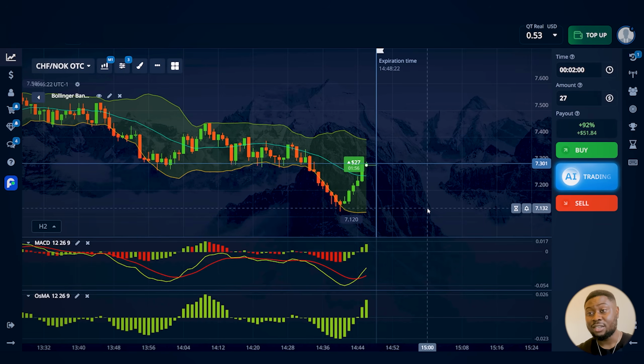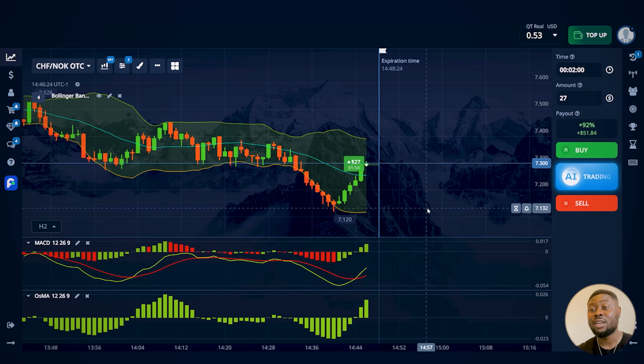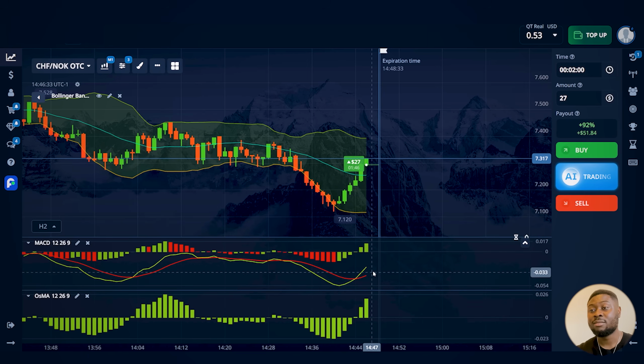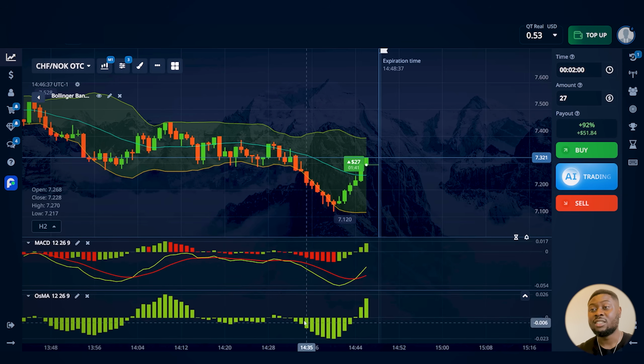Well, as you can see, the market price was declining and several candles were closed outside the area of the Bollinger Bands indicator. The price chart returned back to the indicator zone and the price began to rise. The MACD and OSMA indicators confirmed the uptrend. The indicator charts are built above the 0 level.